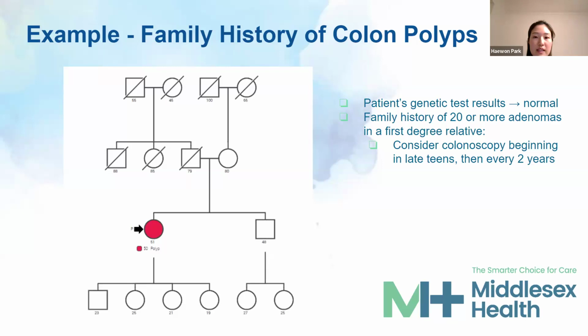And so this example shows that even if there is no reported history of colon cancer, and even if there is no genetic mutation, based on the type of colon polyps, so adenomas, and the number of colon polyps, screening recommendations can change drastically in a family.